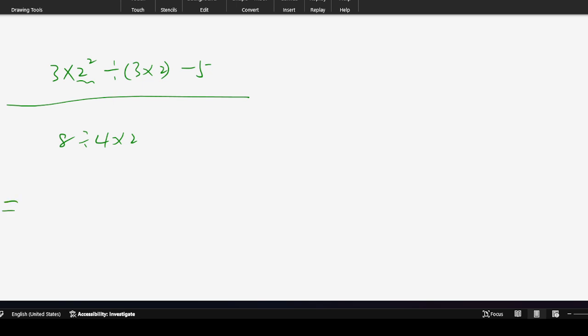Then we do that. So 3 times 4 divided by 3 times 2 becomes 1 over this 3 times 2. Minus 5 over 8 divided by 1 over 4 times 2. Minus 5 over 8 times 1 over 4 is approximately.